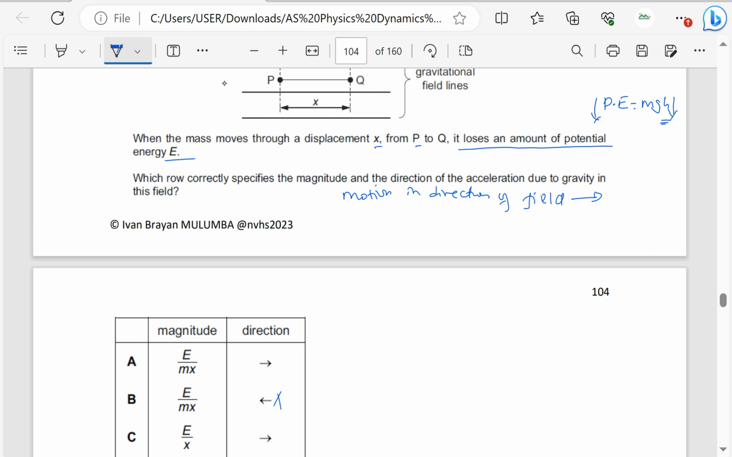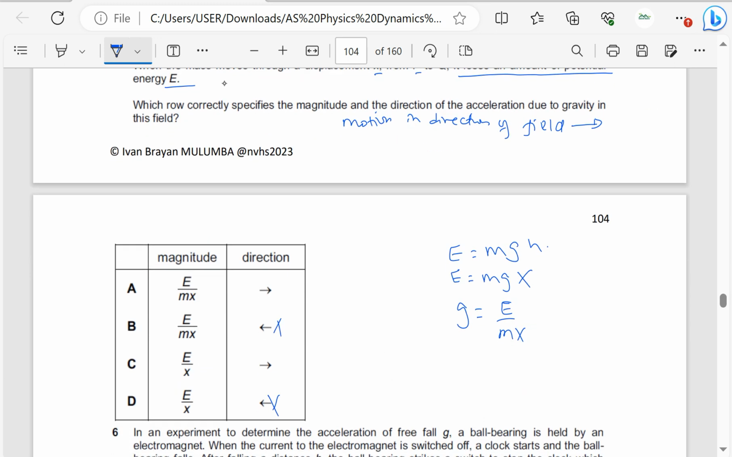But then what is that potential energy that it loses? Potential energy is equal to mgh, where h is the distance x, so energy is going to be mg times x. So the magnitude is going to be E divided by m times x. So the answer here is going to be A.